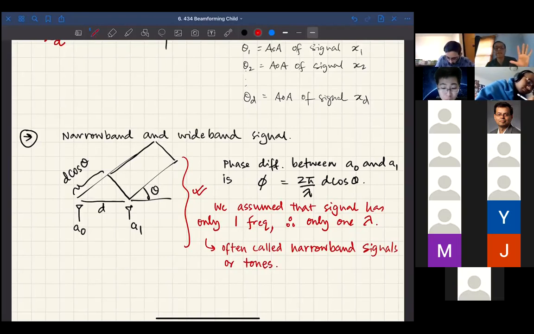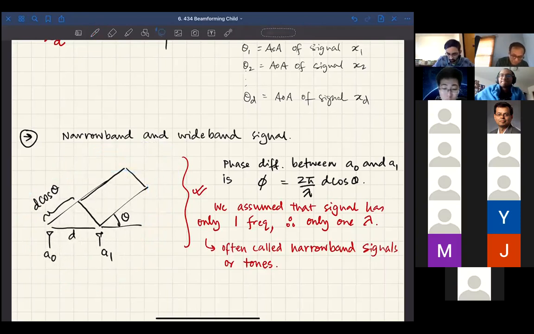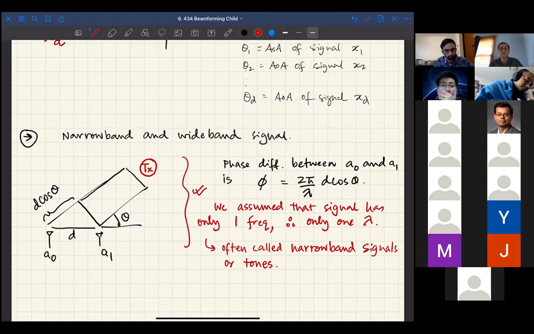So everything we did thus far is actually for tones, because tones help us think of the problem in a simplified way, because we can say, look, the phi phase difference is 2 pi by lambda d cos theta. But if you now imagine that the transmitter over here, for whom we are trying to do AOA, is actually a human, or a Wi-Fi signal, or a millimeter wave 5G signal, right? All these real signals have a wide bandwidth.